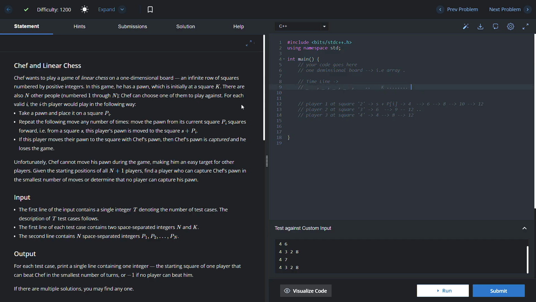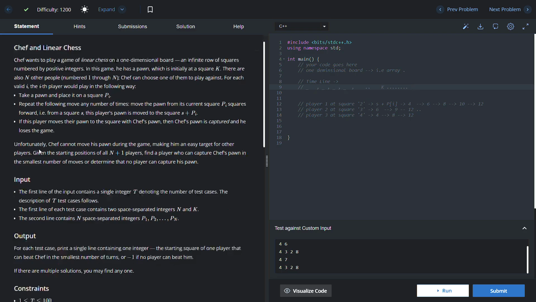Now, for example, unfortunately chef cannot move its pawn. That is K. K cannot move its position, making him an easy target for other players. Given the starting positions of all n plus 1 players, find a player who can capture chef's pawn, that is K. Each player 1, 2, 3 needs to capture K in the minimum number of moves, and determine that no player can capture its pawn.